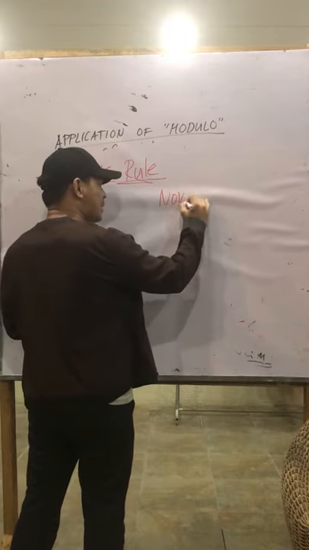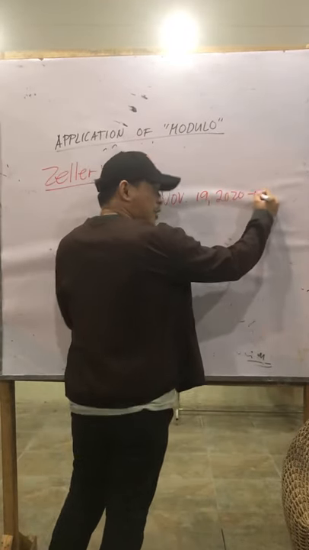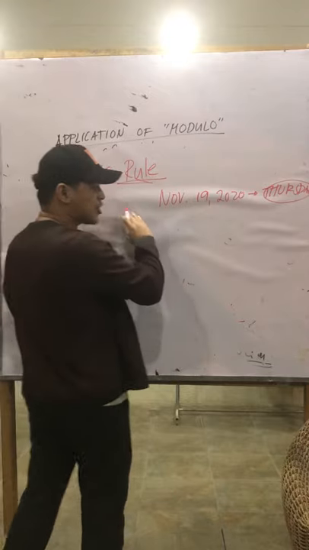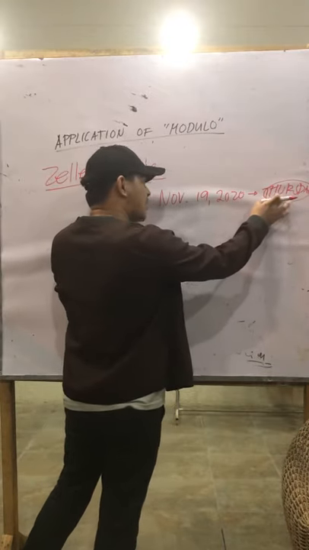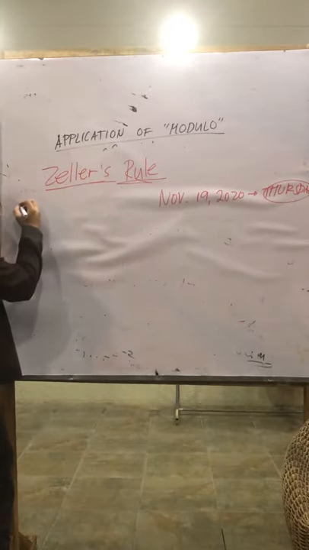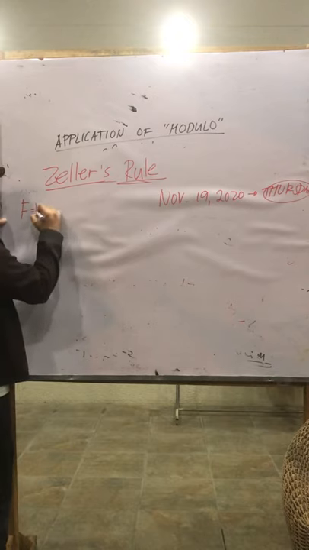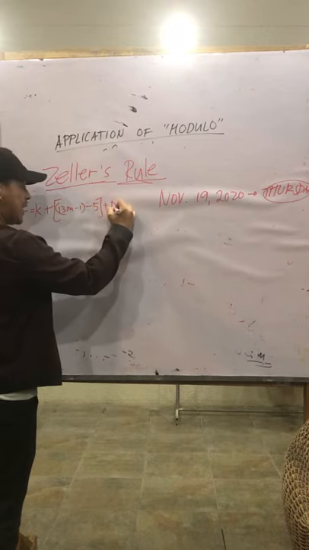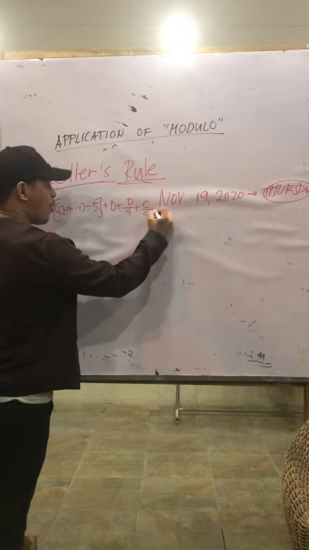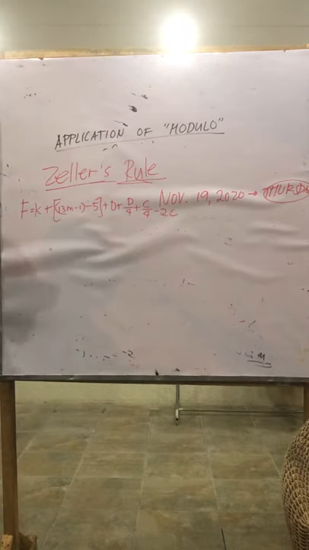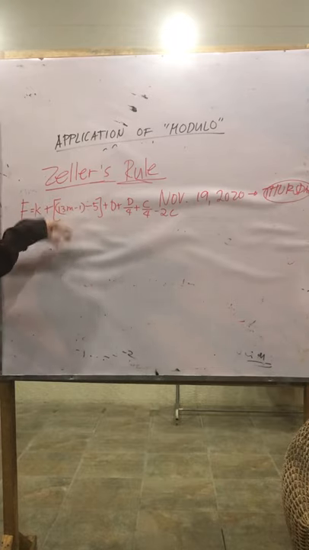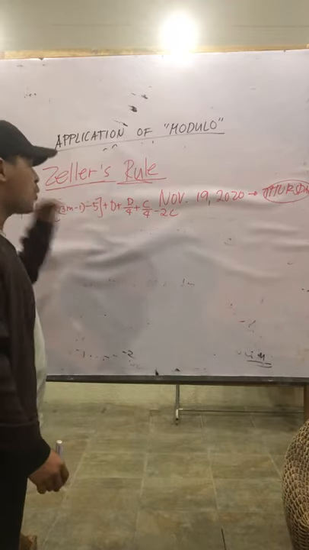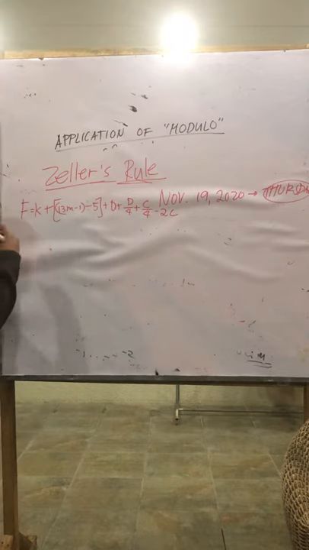So let us say right now is November 19, 2020. And today is Thursday. So let us use the formula of Zeller's rule and let us check if Thursday is the correct answer. Okay? So we will be using the formula F is equal to k plus the quantity 13m minus 1 divided by 5, plus D over 4 plus the quotient of C and 4 minus 2C. This will be our formula.